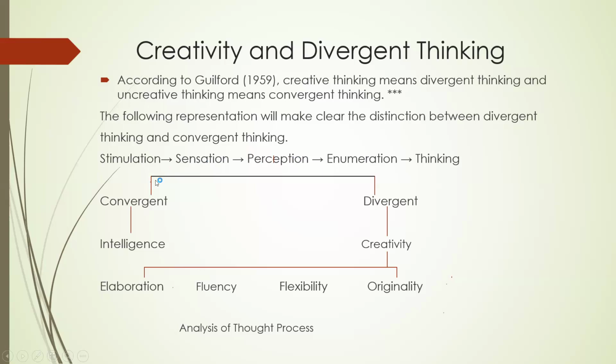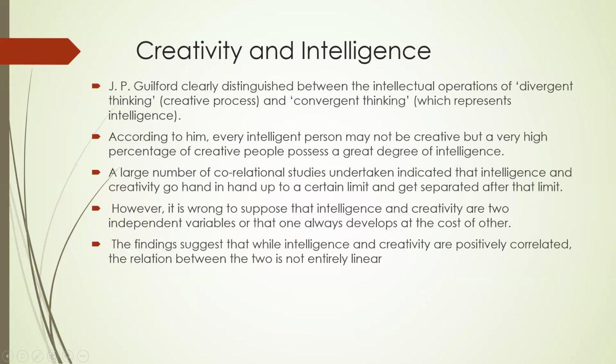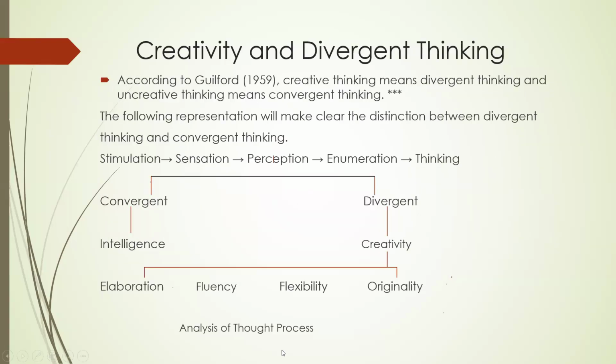So in the convergent way, when you think about it, you usually need intelligence to perceive things and to understand things and accept everything in the same manner. Intelligence is enough for that. But when you think about it in a divergent manner, creativity comes. When you think about the situation in a different manner, creativity comes. Elaboration, fluency, flexibility, and originality of thinking.